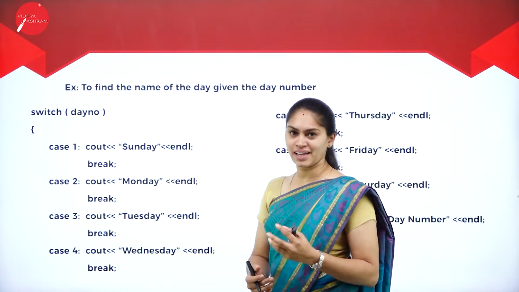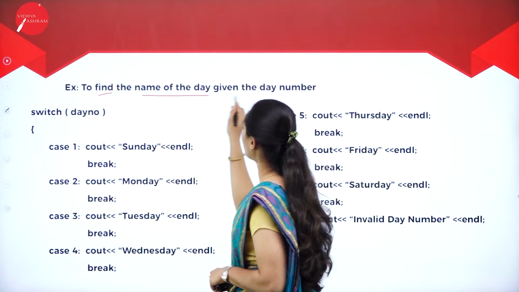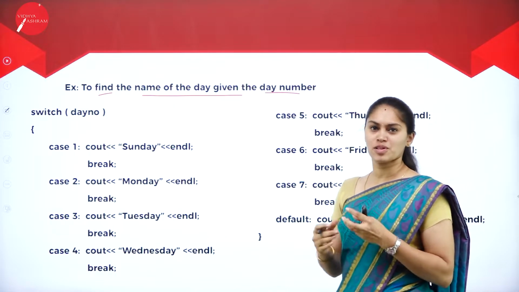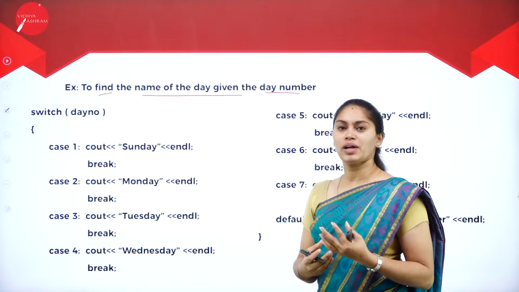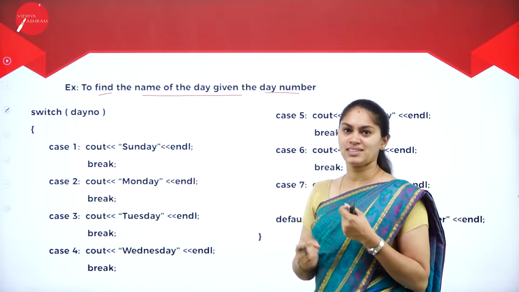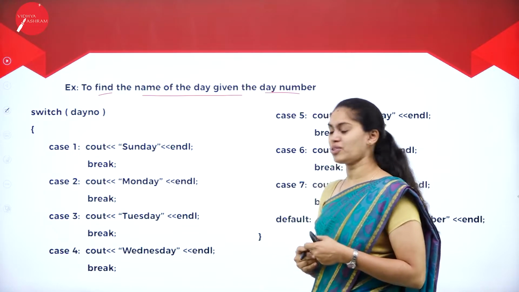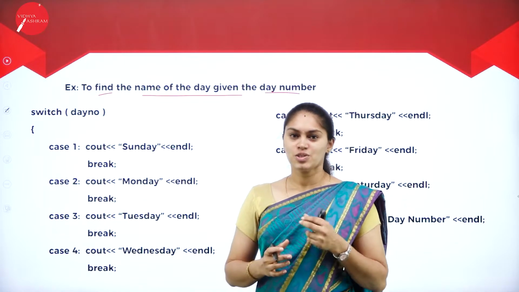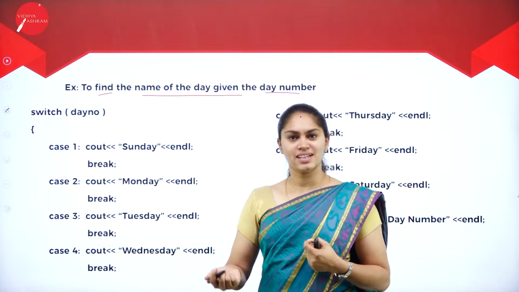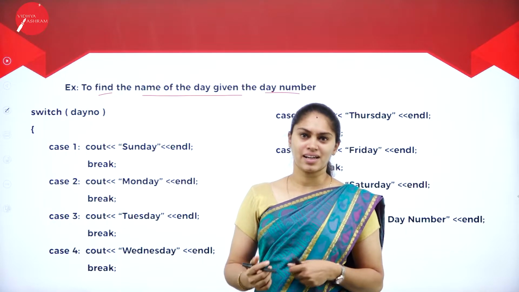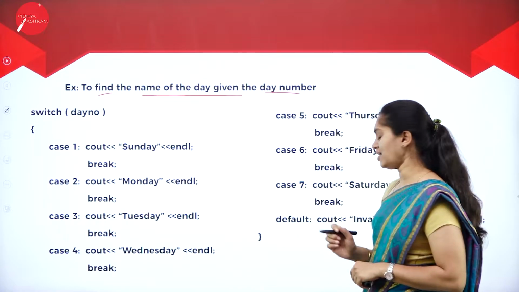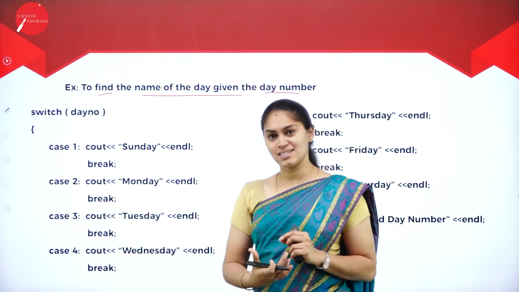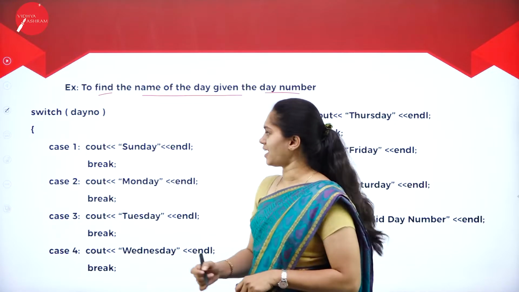So here I am taking an example to find the name of the day given the day number. We have to give the day number as an input, and corresponding to that, it will find the day value. That means if I put 1, it will be considered as Sunday. As we all know, we have 7 days in a week. So 1 is Sunday, 2 is considered as Monday, and at last 7 has to return Saturday as the result. Now we'll see how we implement this scenario in the switch statement.